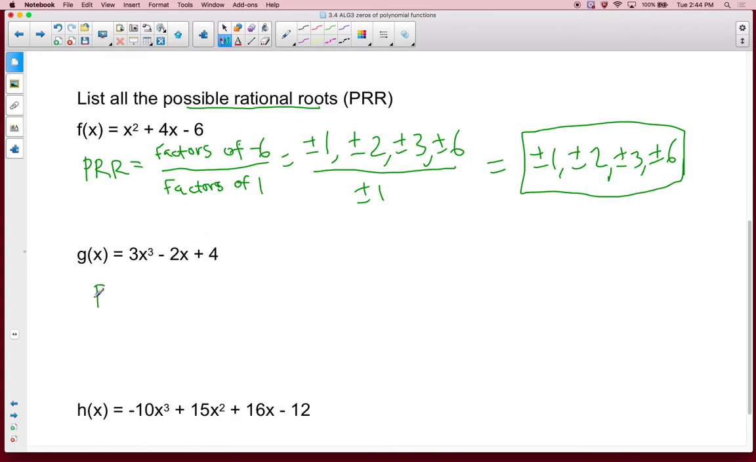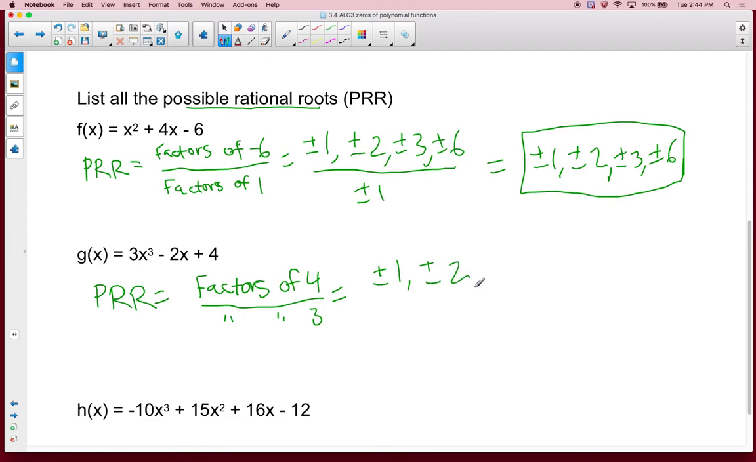Okay, here we list the possible rational roots. We list the factors of 4, our constant, over the factors of our leading coefficient, 3. So for the numerator, we get plus or minus 1, 2, and 4. And in the denominator, we get 1 and 3. Don't forget the plus and minus.